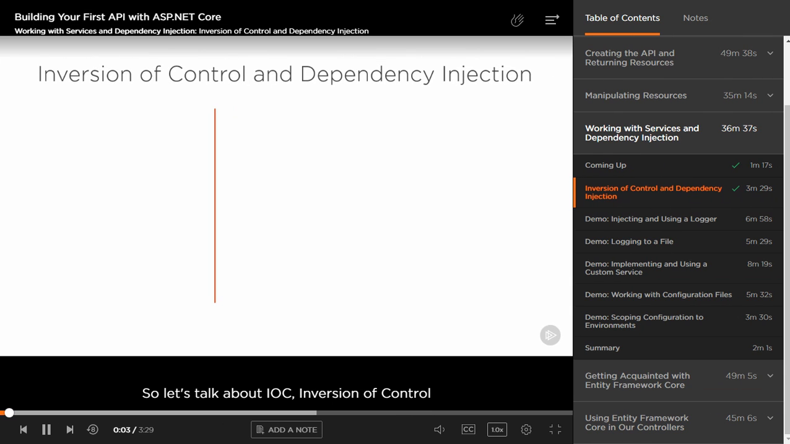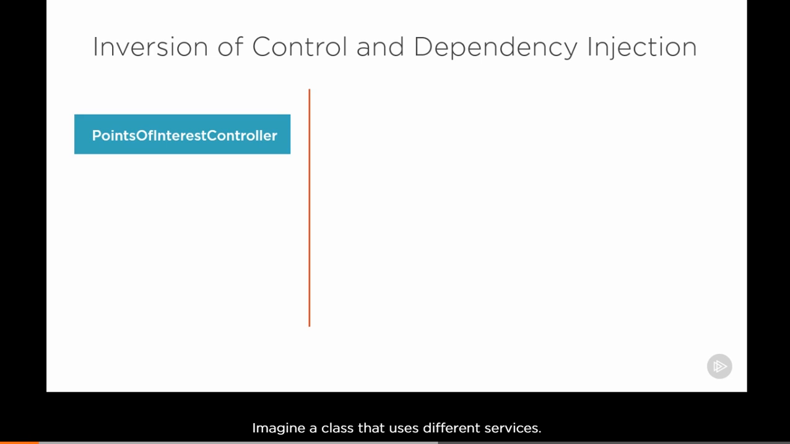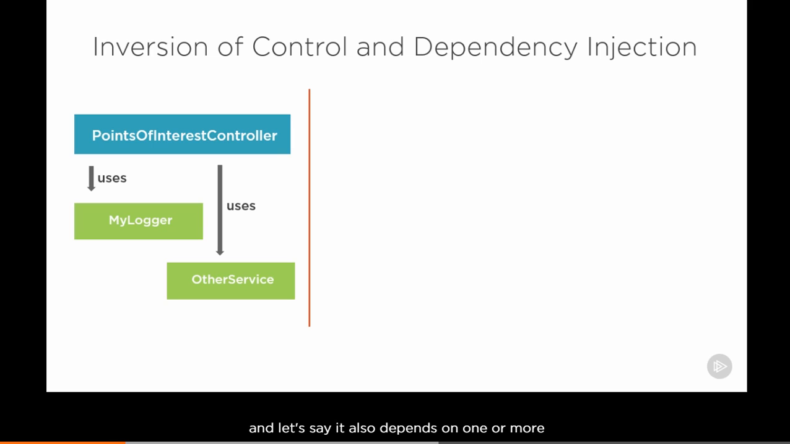So let's talk about IOC, inversion of control, and dependency injection. We'll start with an example. Imagine a class that uses different services. For example, when we implement logging in the upcoming demo, our points of interest controller will use a logger service. That's a concrete type specified at design time. This means that the points of interest controller has a dependency on the logger. We typically new it up in the constructor. And let's say it also depends on one or more other services.